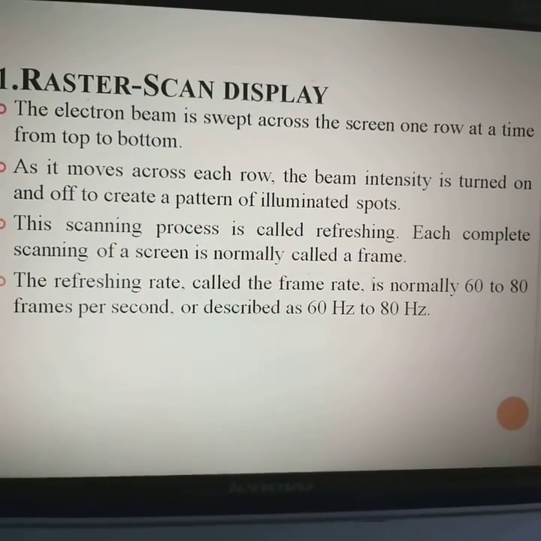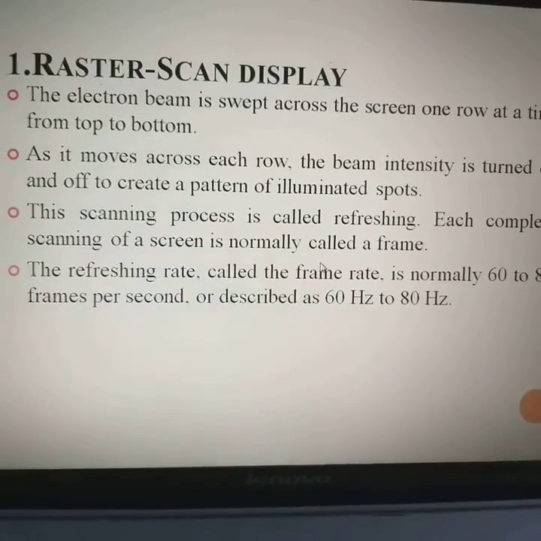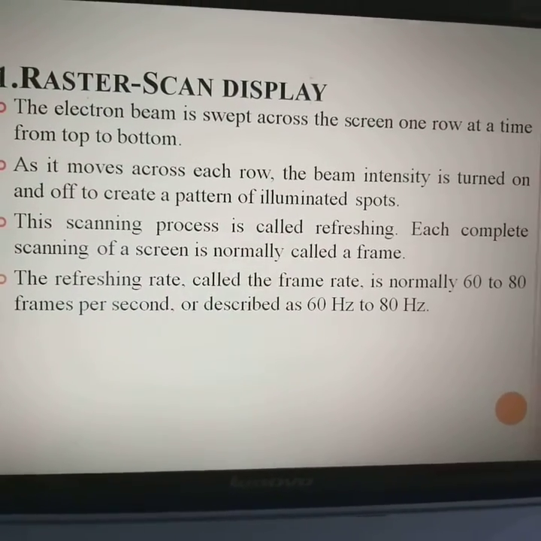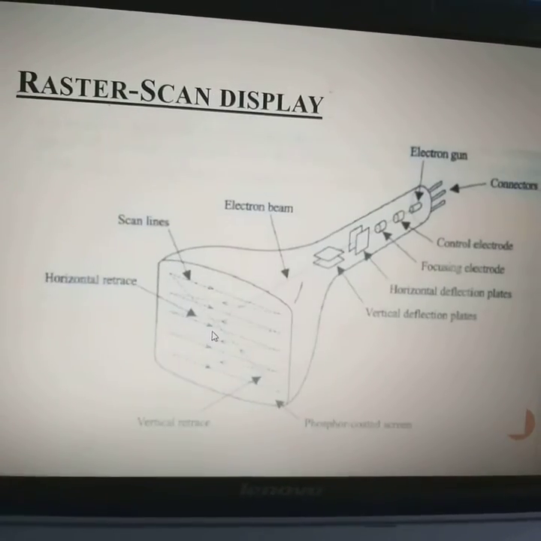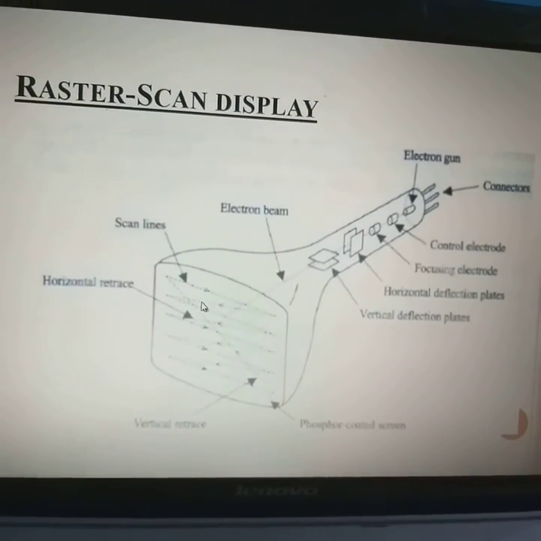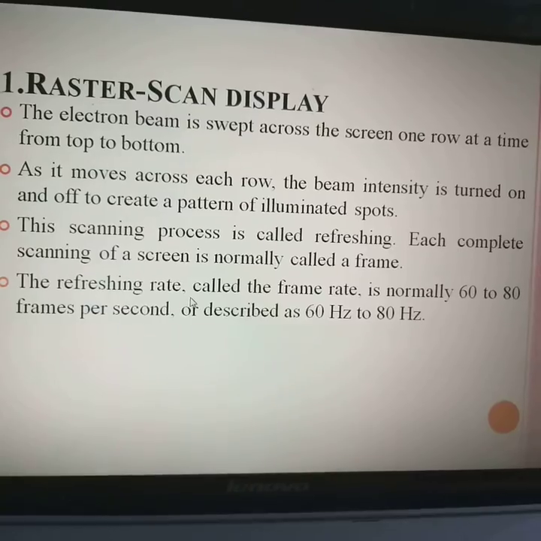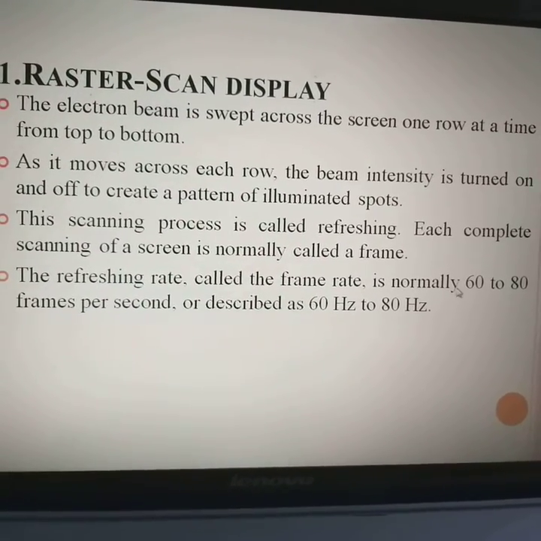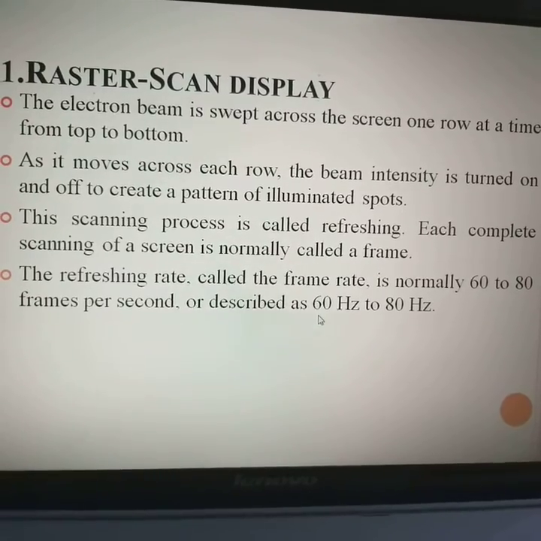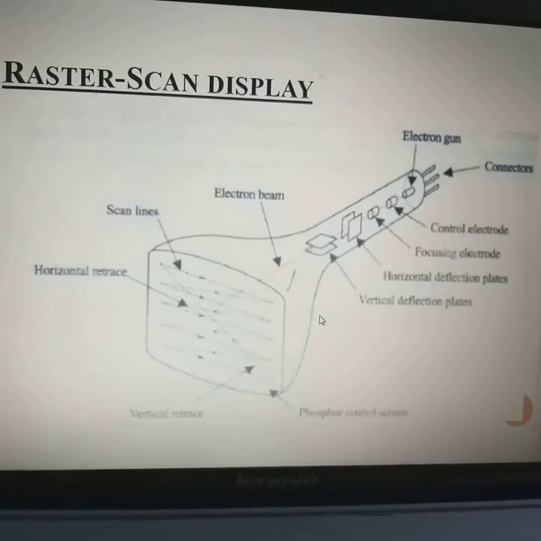This scanning process is also known as the refreshing process. Each complete scanning of a screen is normally called a frame. The refreshing rate is also known as the frame rate, which is normally 60 to 80 frames per second, or 60 Hz to 80 Hz.